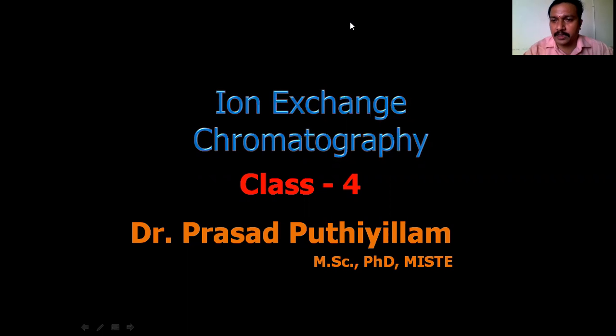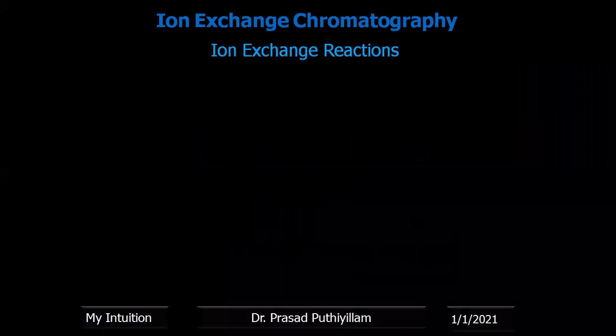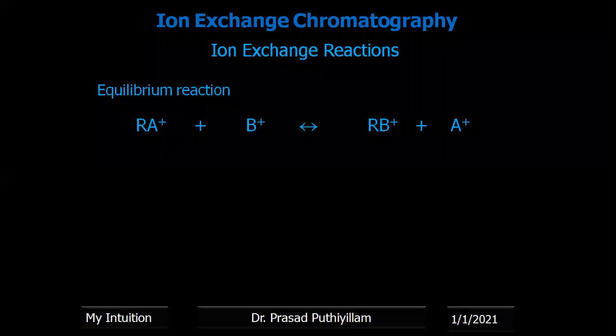Some of the ion exchange reactions that I am explaining here. So, ion exchange reactions, let us first consider the equilibrium reaction. Usually, in ion exchange resin, there will not be an equilibrium as such. Equilibrium will be shifted towards the right side. But if you consider the equilibrium reaction, say as an example, RA plus B+ gives RB plus A+.